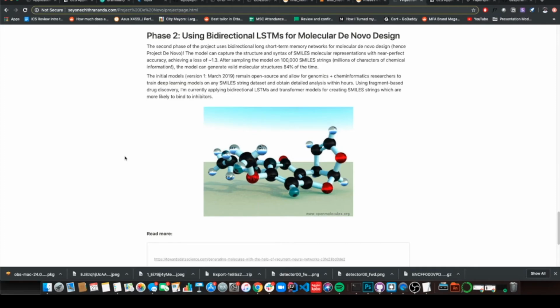Right now, what I'm trying to do with phase two is target a specific inhibitor, such as a trypsin inhibitor, and generate, using fragment-based drug discovery, different candidates that can bind or stick to these inhibitors.